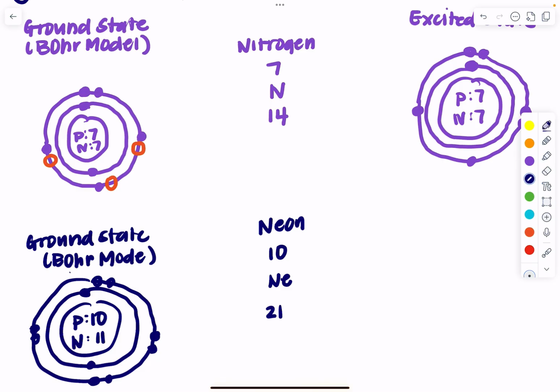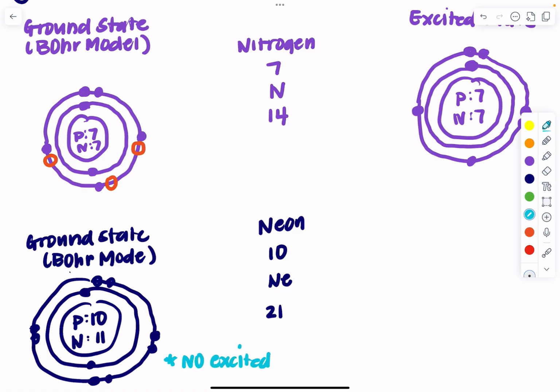If we look at the ground state of neon, there's no room for us to move any of those electrons. There's no space on the second energy level. There's no way that we can excite these electrons. And you might think that you can just add another energy level, but that energy level doesn't exist. So for neon or all the noble gases, there's no excited state.